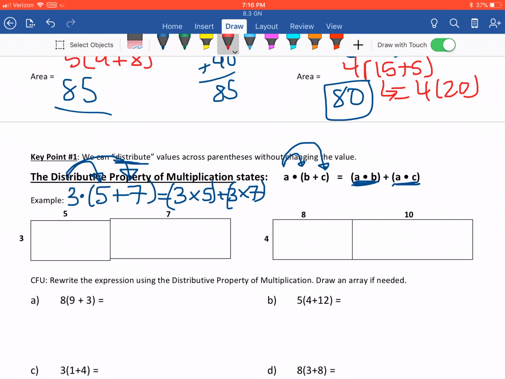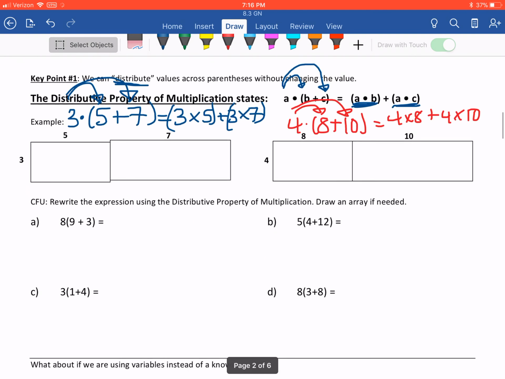In the second example, we have 4 times 8 plus 10. If I distribute the 4 to the 8 and to the 10, it becomes 4 times 8 plus 4 times 10. And they're equal to each other.